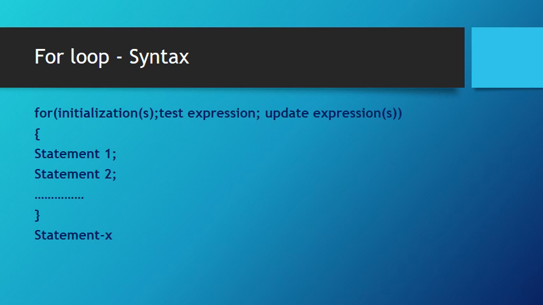Next update expression. Here the control variable is incremented and the test expression will be evaluated before the body of the loop is executed, and the loop will be terminated when the test condition evaluates to false. So this is the working of for loop.